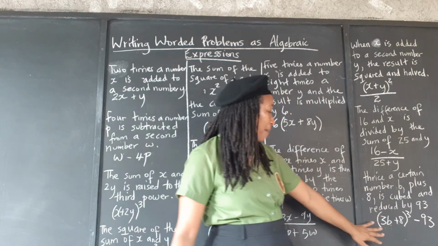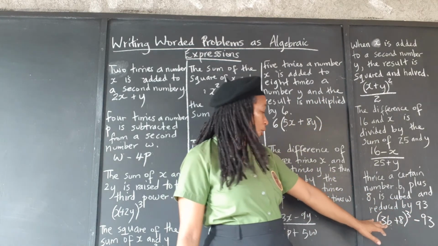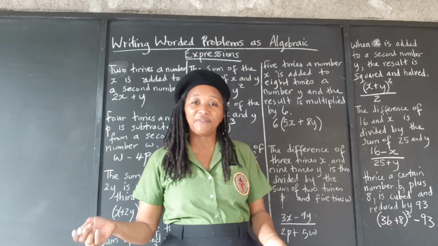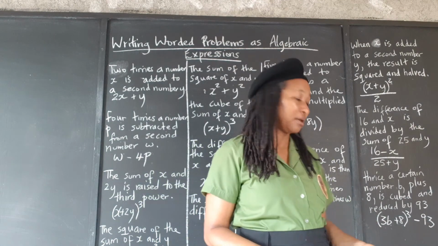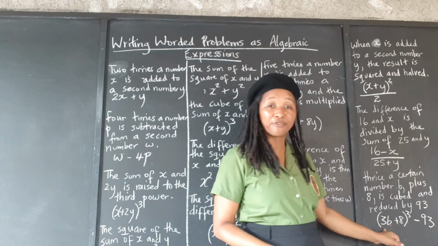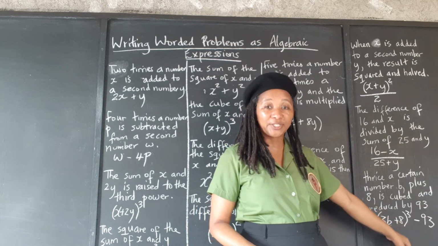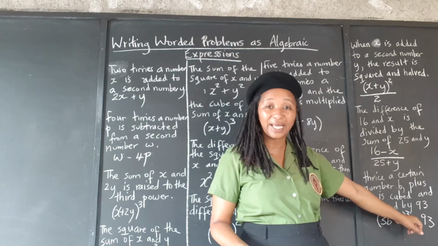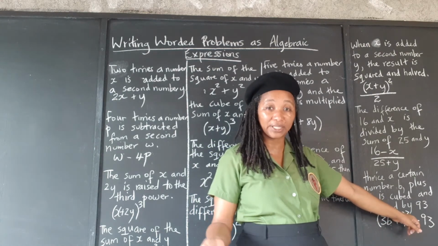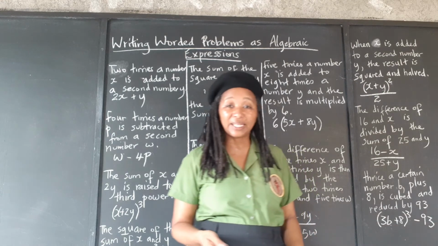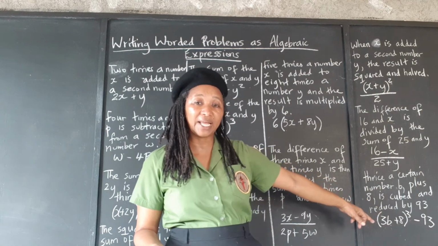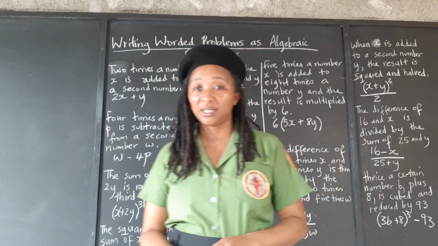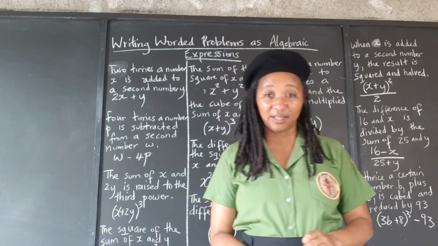So this part must be worked first. You work what's in the bracket. So if you are given the value of b, you multiply that value by 3. You add 8 to it. When you get that answer, you multiply that answer by itself 3 times. You cube it. And finally, you reduce it by 93. You take away 93 from it. And then you will get your final answer.